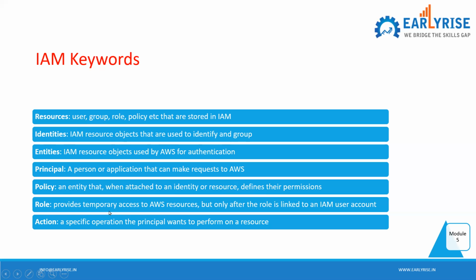Now comes the role, right? We discussed role under identity. A role provides temporary access to AWS resources, but only after the role is linked to an IAM user account. So just think of role as temporary access. You don't want to give permanent access, right? In that case, you think of a role. Whatever IAM user account is there will be assigned to one particular person.